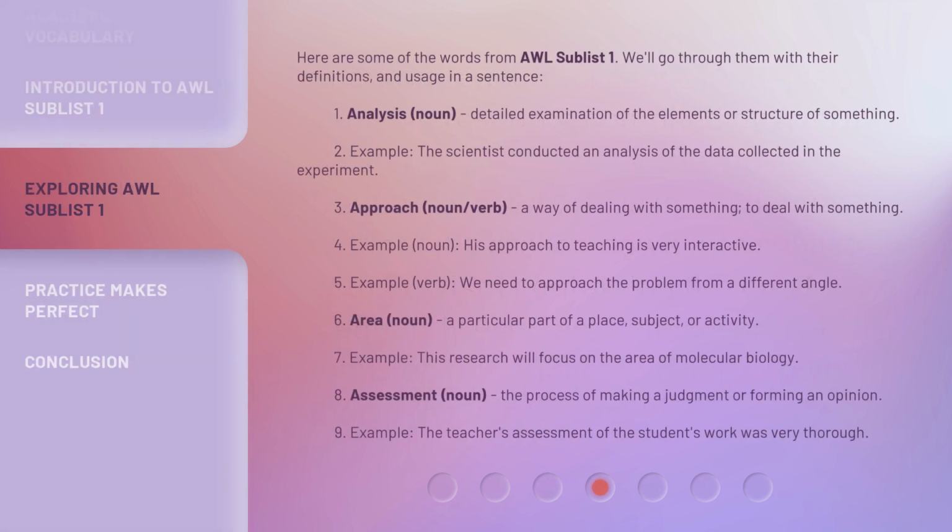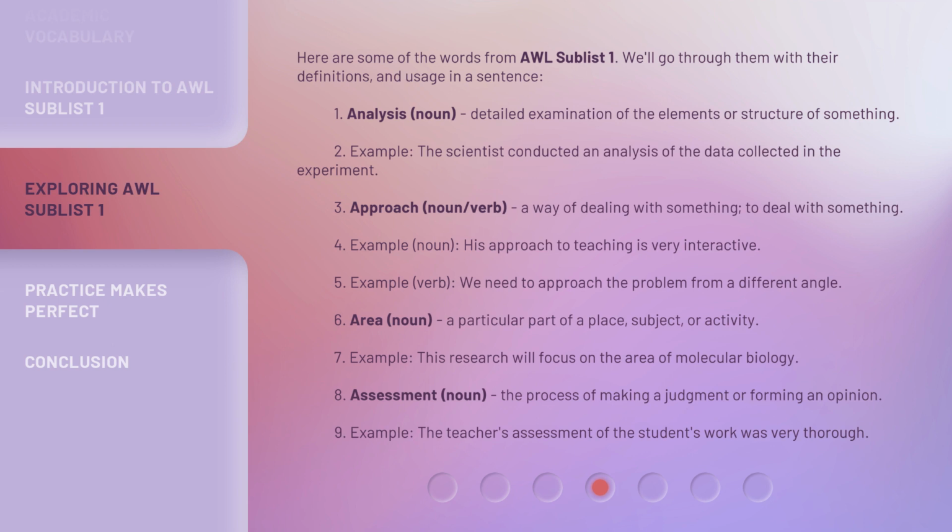Here are some of the words from AWL Sublist 1. We'll go through them with their definitions and usage in a sentence. 1. Analysis. Noun. Detailed examination of the elements or structure of something. 2. Example. The scientist conducted an analysis of the data collected in the experiment.